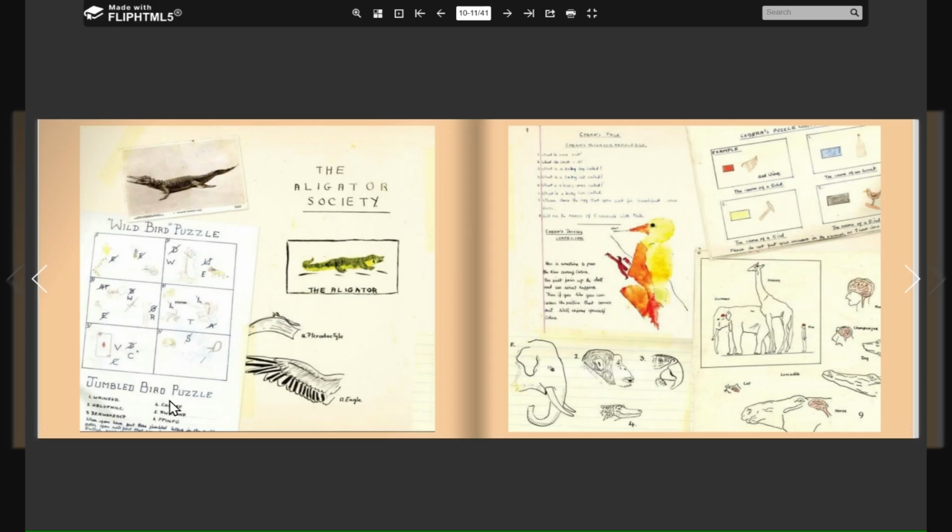This is a jumbled bird puzzle over here. These are wings. Pictures. It's called the Alligator Society. This is a page that looks like it has notes about a cobra's page. There's a picture of a bird. Some pictures of heads and brains. It looks like another picture of like wings. What do you see in those illustrations? Again, you can pause the video.